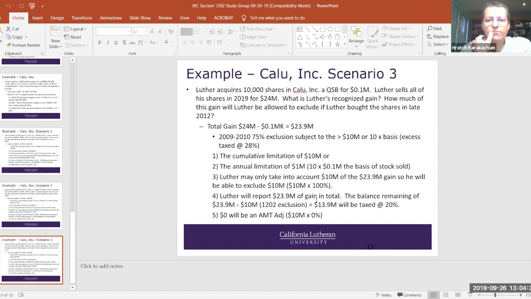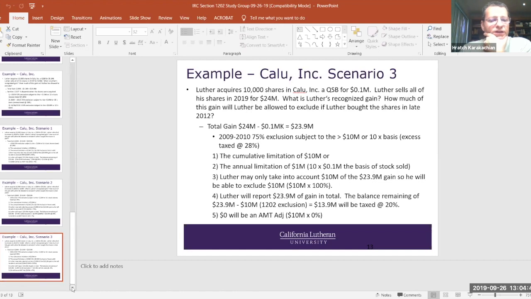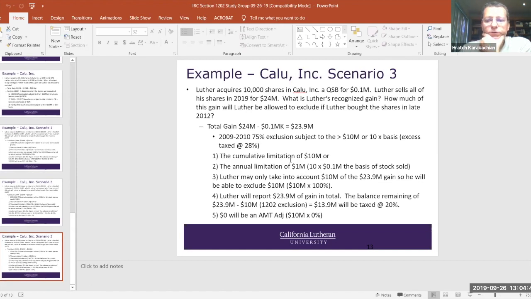This is where it makes the most sense since the rules were changed. If we can exclude 100% of the gain, the entire 10 million is excluded. Nothing is taxed at 28%. So 10 million is excluded. He only pays tax on 13.9 million at 20%.